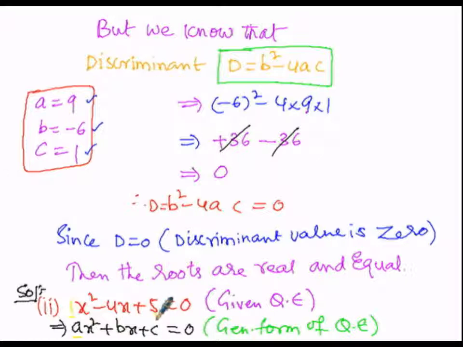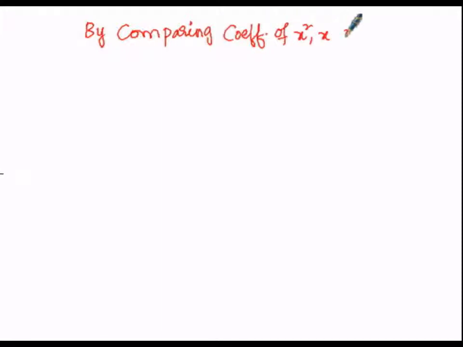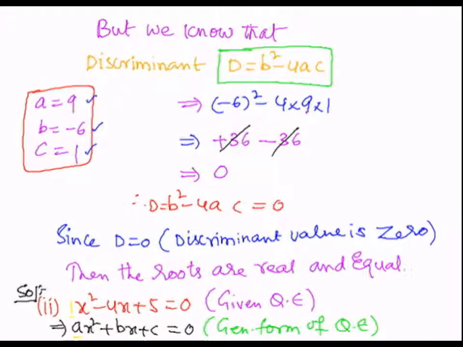So here by comparing coefficients of x square, x and as well as real constants, we get x square coefficient as a and here x square coefficient as 1. So a equals to 1, b equals to minus 4, c equals to 5.